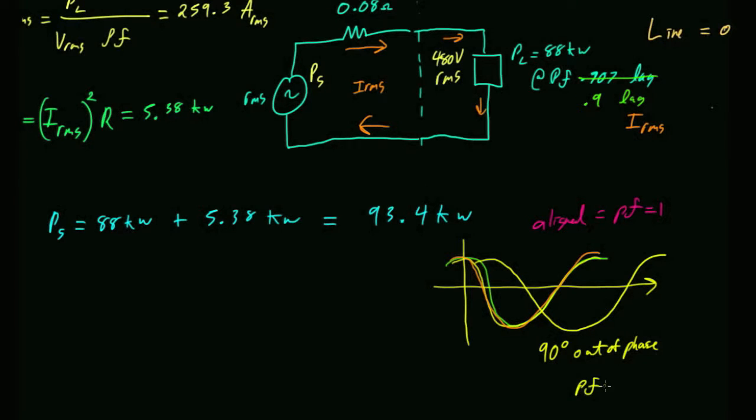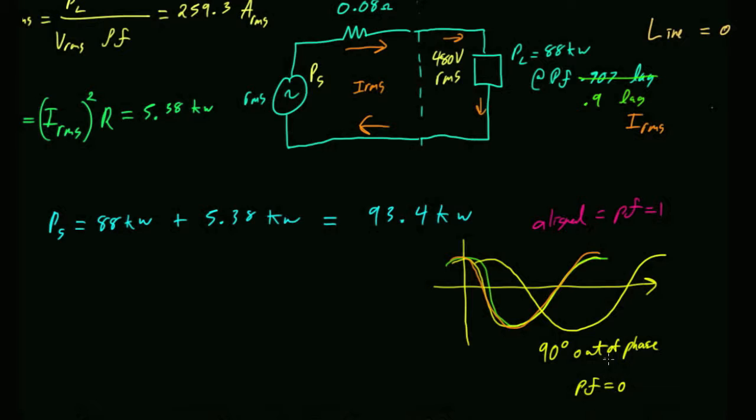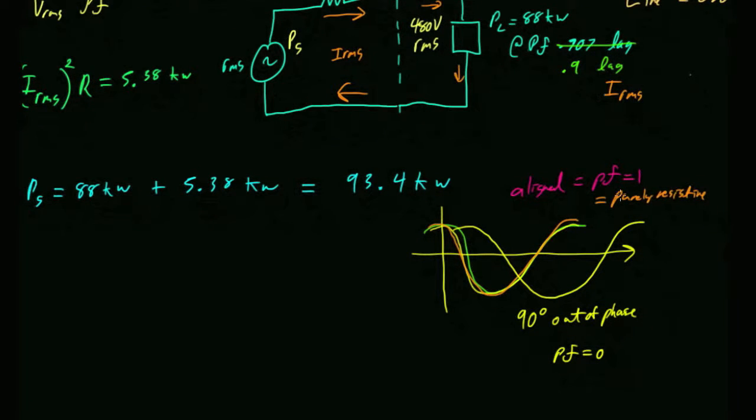What kind of load do you have when voltage and current are perfectly aligned? Purely resistive. And what about when they're 90 degrees out of phase? Purely capacitive or purely inductive. And if it's somewhere in between, then it's like a sum of resistance and capacitances.